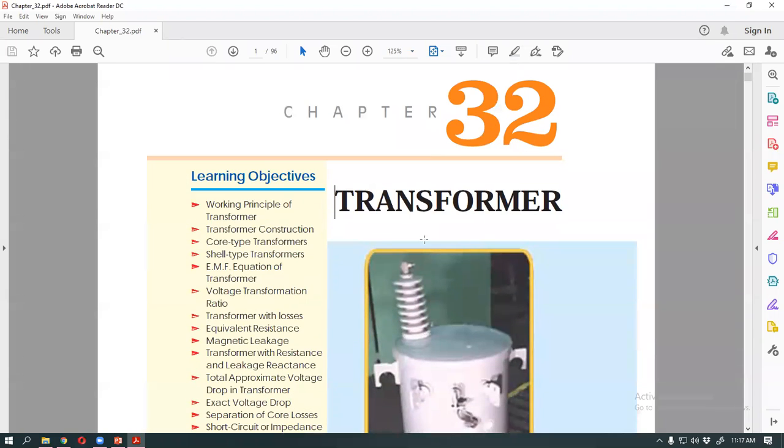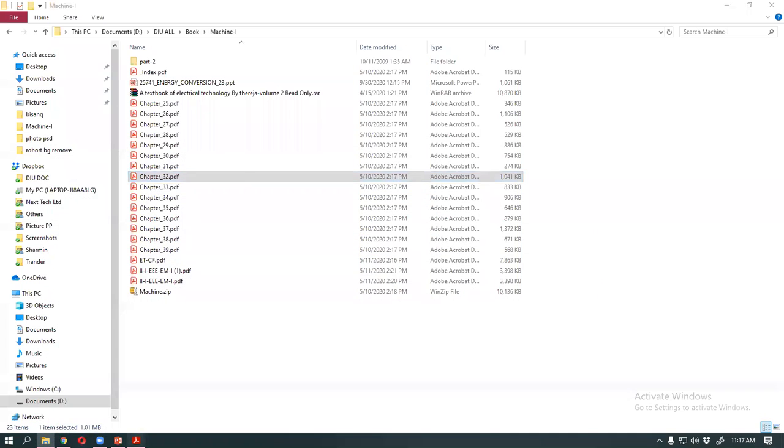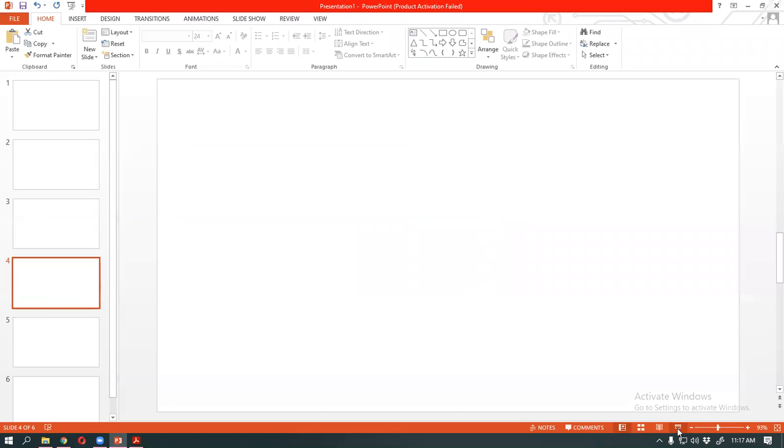So you know that transformer means transfer. This device transfers our power from one circuit to another circuit. It can step down or step up the voltage, that is another part of the transformer. The main part of the transformer only transfers.